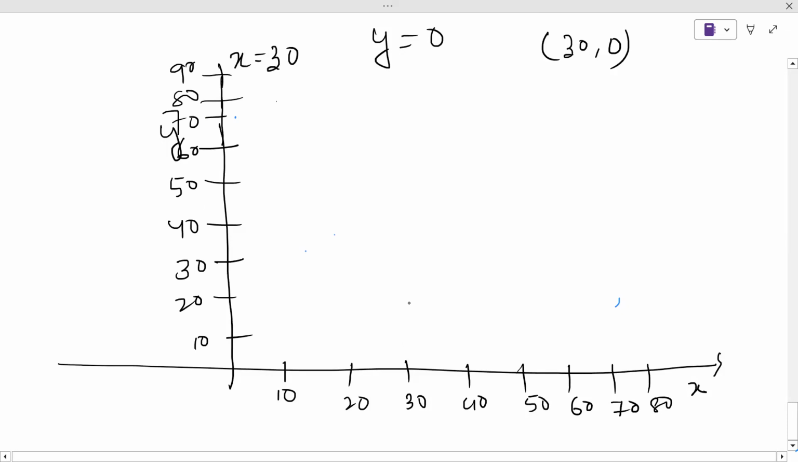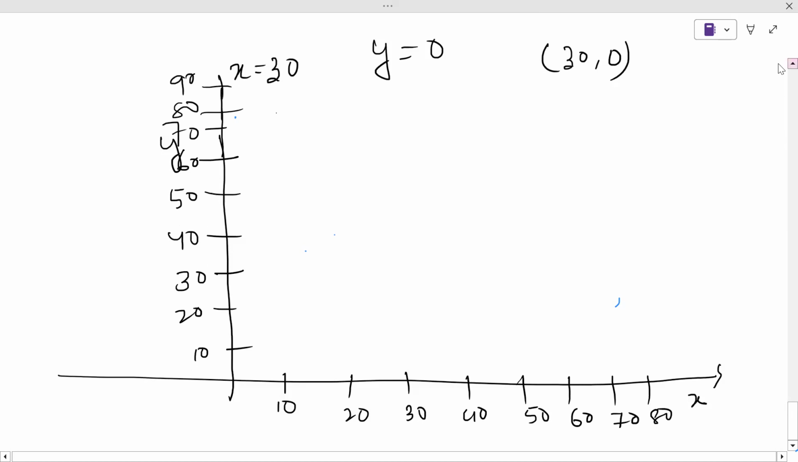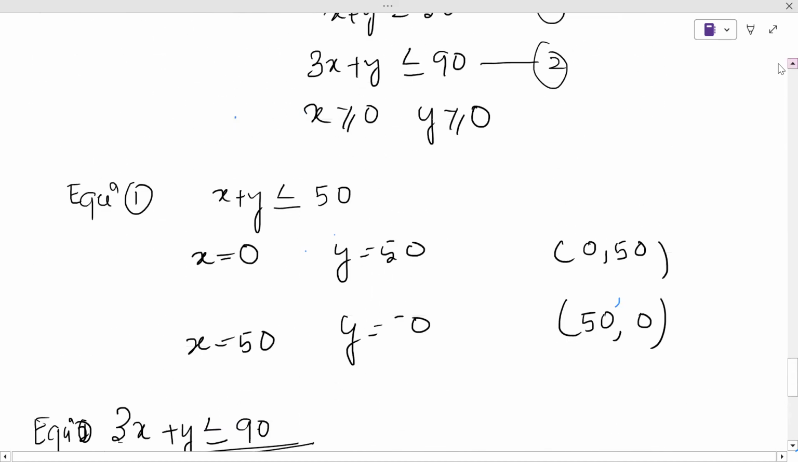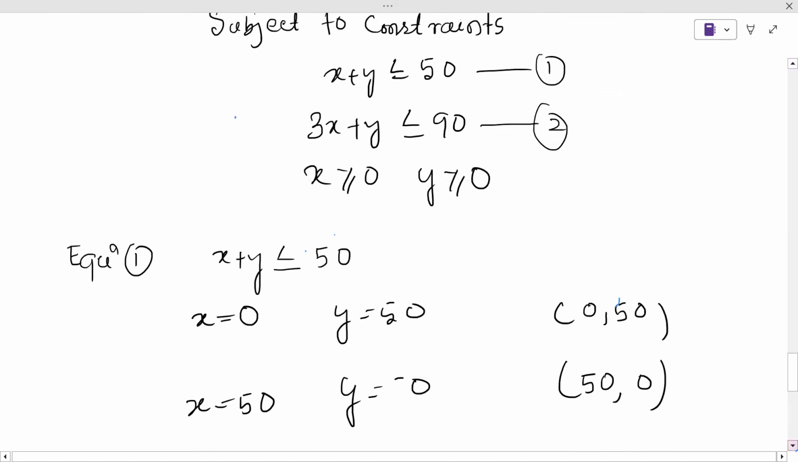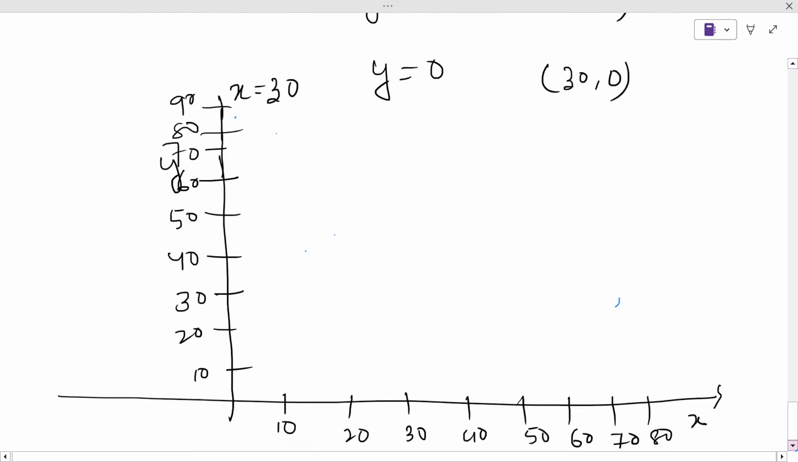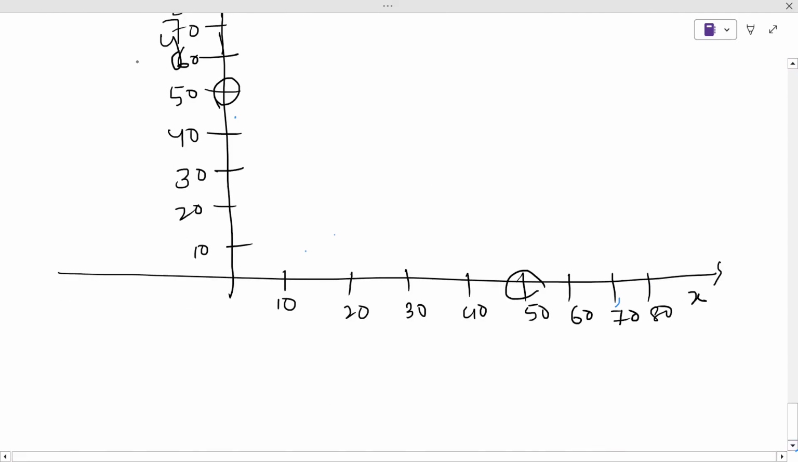Choose the first vertices from the problem: (0, 50) and (50, 0), the first equation. (0, 50) is this point, and (50, 0) is this point. Then join them and draw this line. Less than region means this region, only in the first quadrant, up to this region.